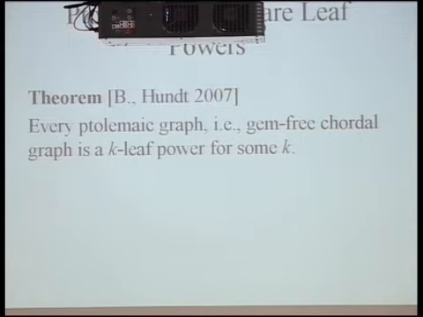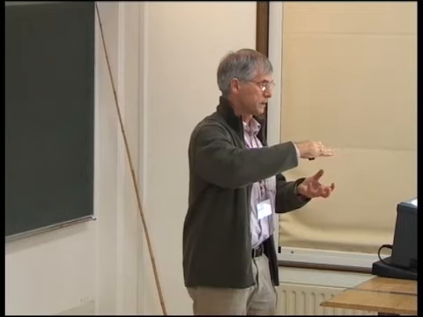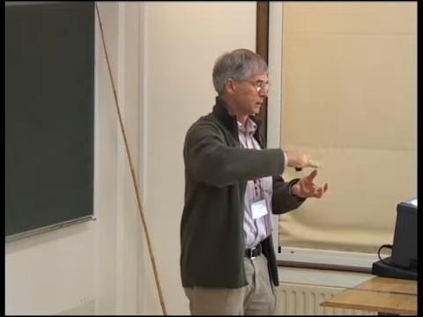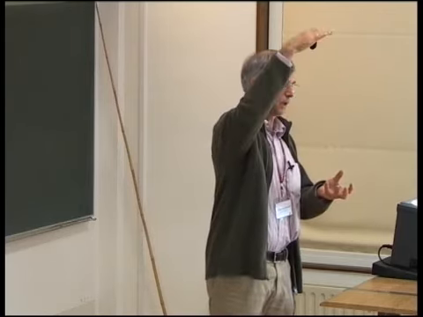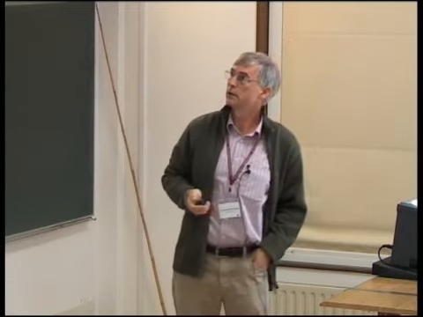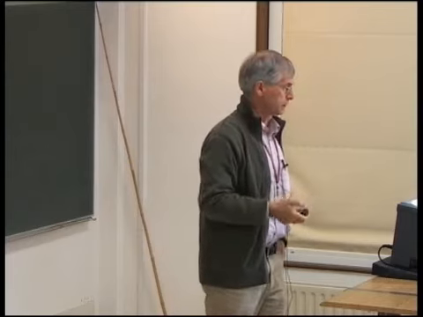And finally, let us look again at the hierarchy. So we have these strongly chordal graphs. Every k-leaf power is a strongly chordal graph. What about an even smaller class, gem-free chordal graphs, which corresponds to gamma acyclicity for hypergraphs? So this is the hierarchy from the relational database schemes. Fagin described it in the paper: gamma acyclicity, beta acyclicity, alpha acyclicity. Gamma acyclicity corresponds to gem-free chordal graphs. It turns out that every gem-free chordal graph is a k-leaf power for some k.